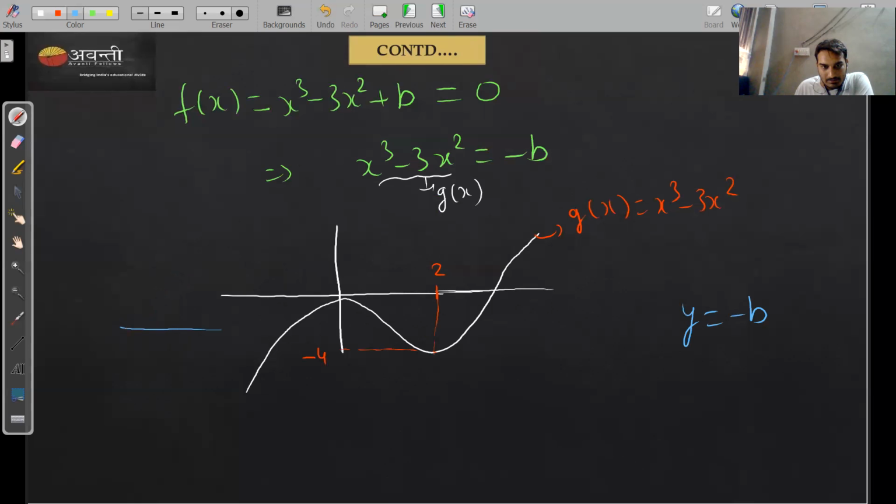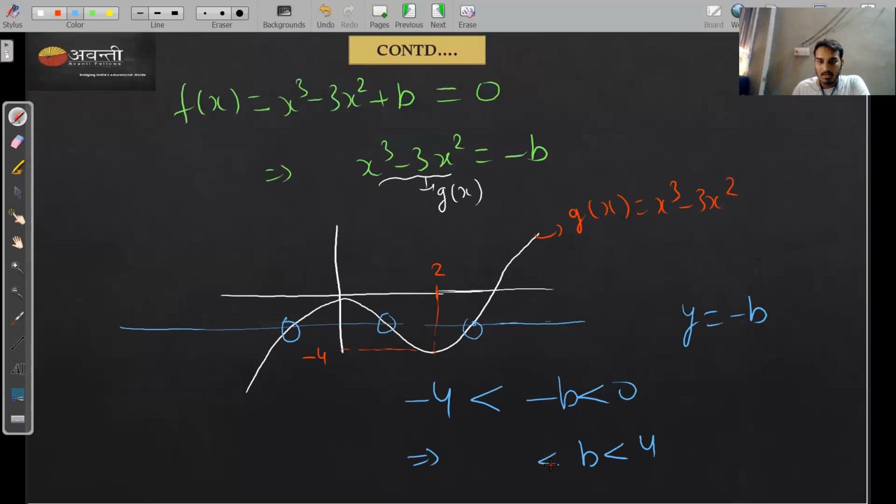See, if I cut this like this, am I getting 3 roots? Yes, sir, you are getting 3 roots like this. So it means this b should be between minus 4 and 0. It means this b should be between minus 4 and 0, then only I can get 3 real and distinct roots. So it implies b should be between minus 4 and 0.